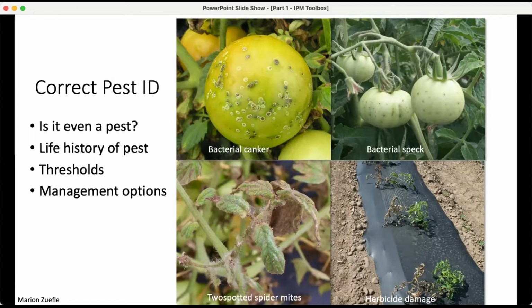But when you do have a correct identification, then you can determine, first of all, if it is a pest, what other crops or weeds might serve as a host to this pest, what life stage you want to try to control, whether the pest can overwinter, if there's any resistant varieties available, and then also if the pest has a threshold, and then all the management options that are available to you. So if you can go to the next slide.